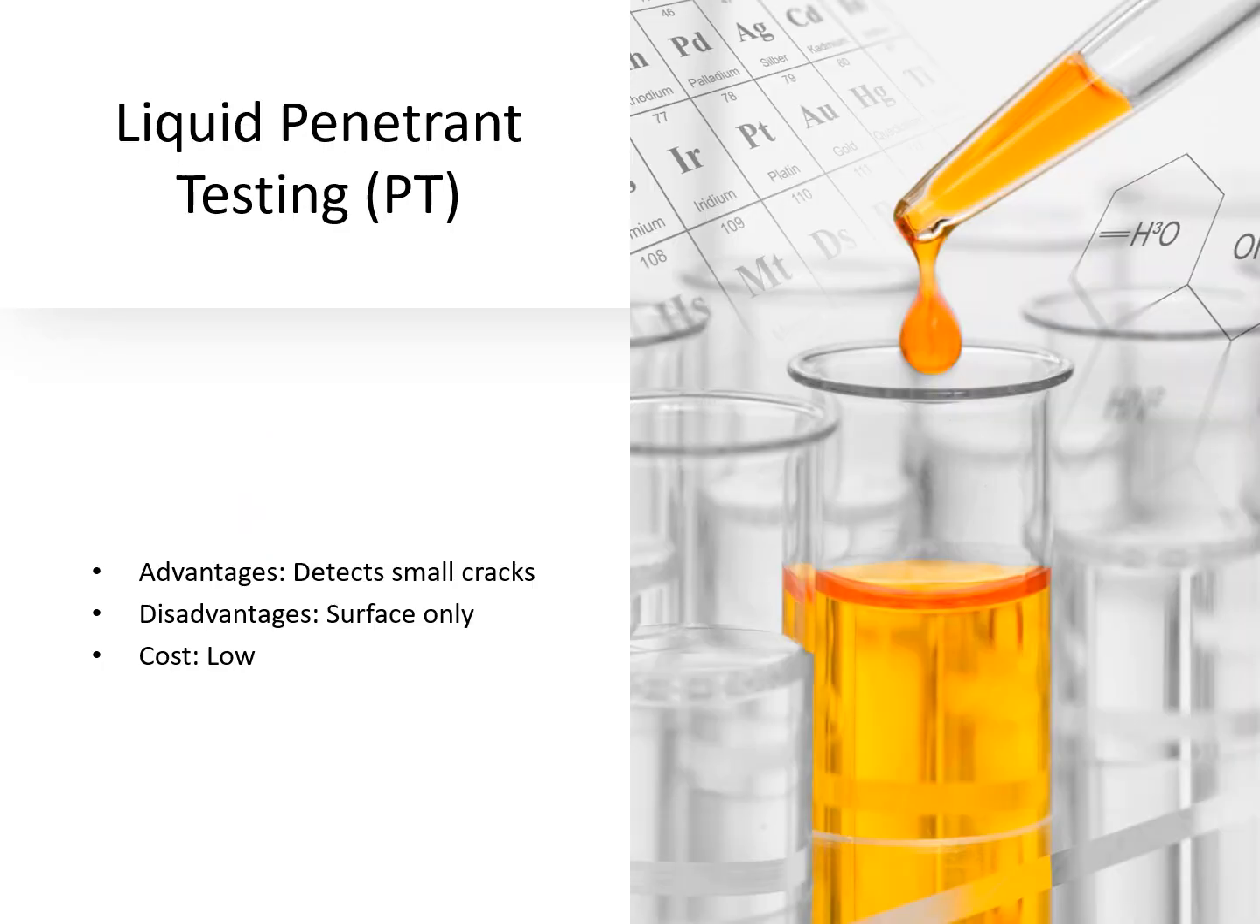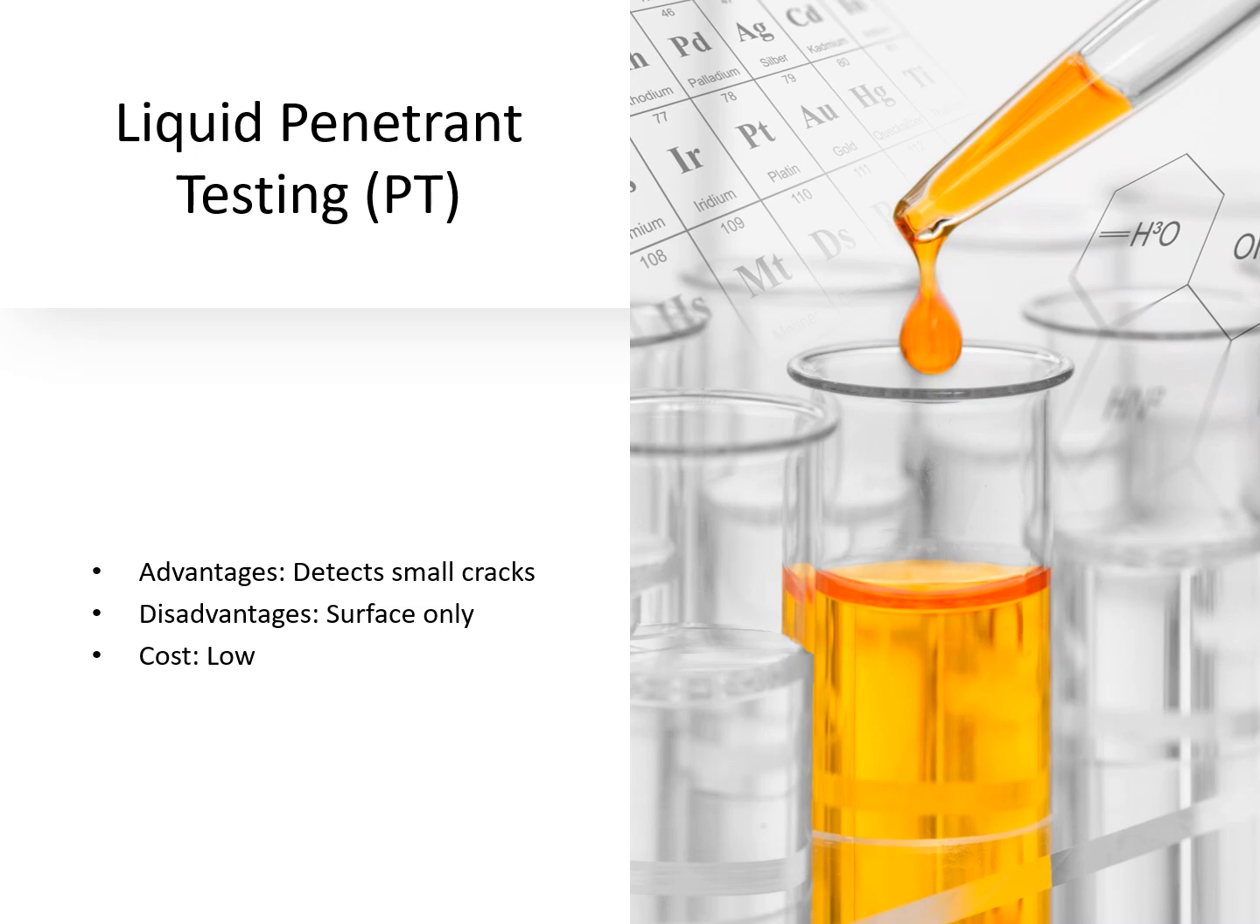A very familiar one in the aviation industry is liquid penetrant testing. Liquid penetrant testing is a simple and inexpensive method used to identify surface breaking defects. It works by applying a liquid penetrant that seeps into cracks, making them visible under proper lighting conditions.